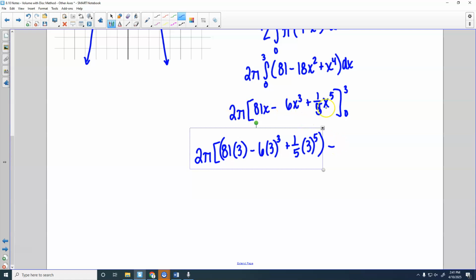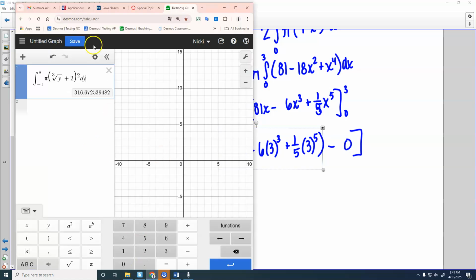When you plug 0 into all of that, you're going to have 81 times 0 minus 6 times 0 to the third plus 1/5 times 0 to the fifth. That's just going to give you 0 for that. I don't think they're going to do that to you without a calculator. I think that there are times where it might be helpful to use that trick. I think that we're going to do the last step with the calculator here, though.